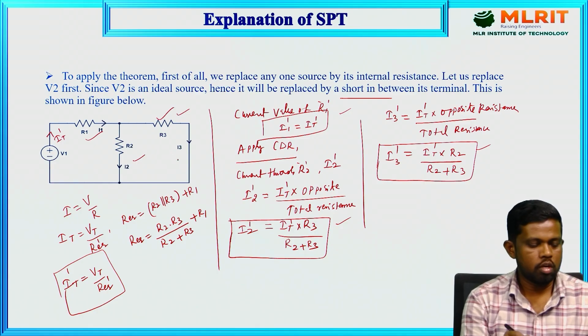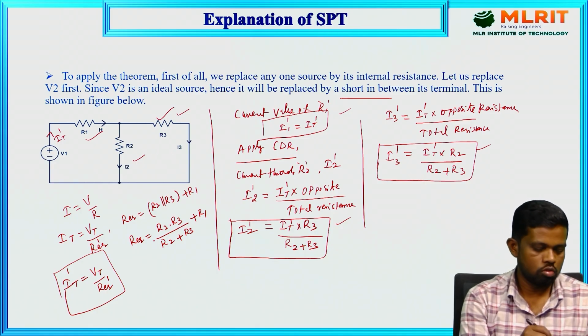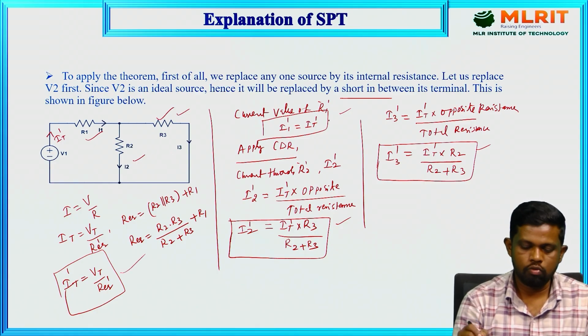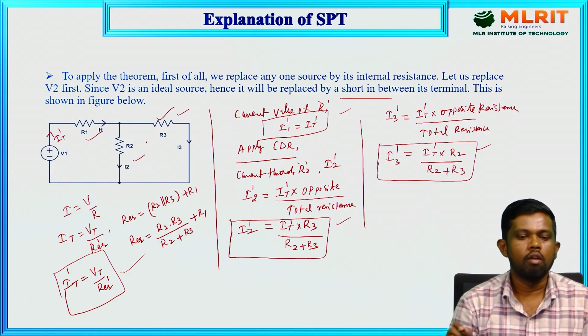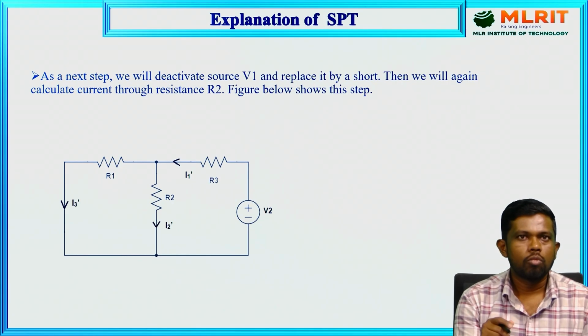So this is the corresponding network, this is the current of the total network, the current flowing through R1, and also the current values of R2 and R3. So this is step number 1. Now in step number 2.